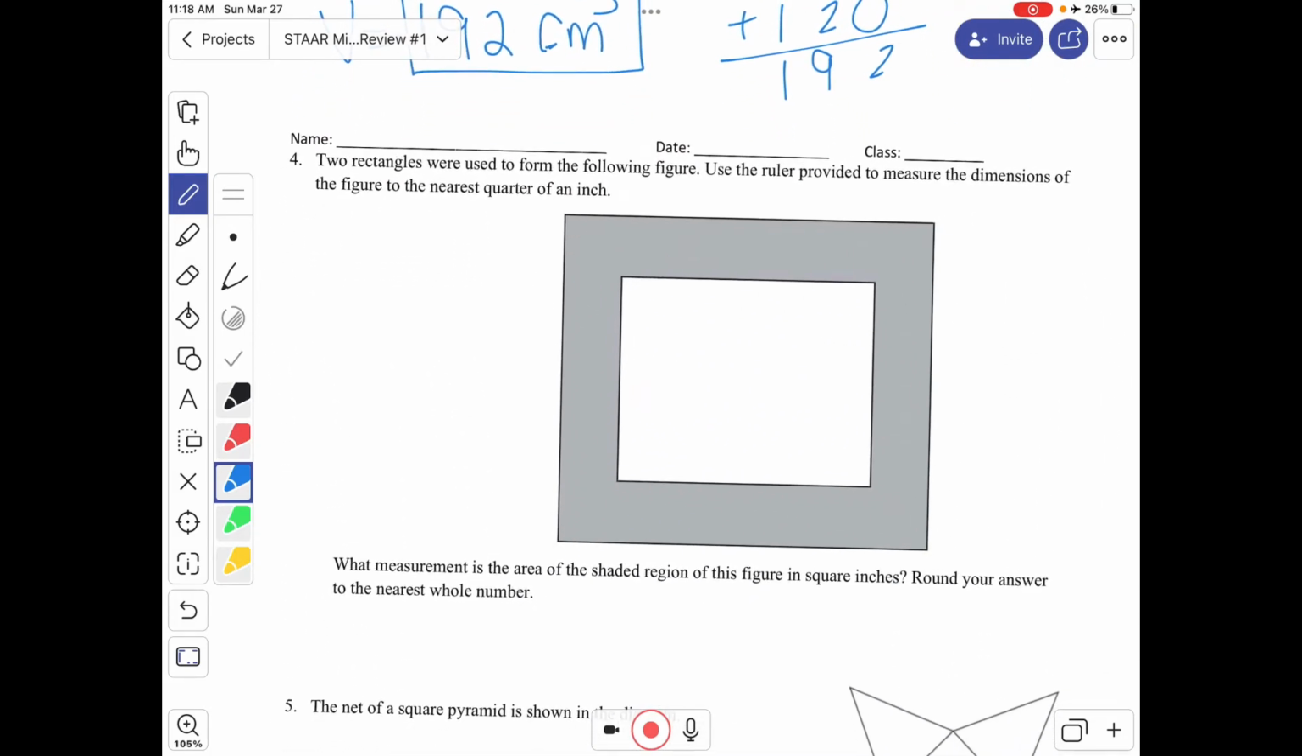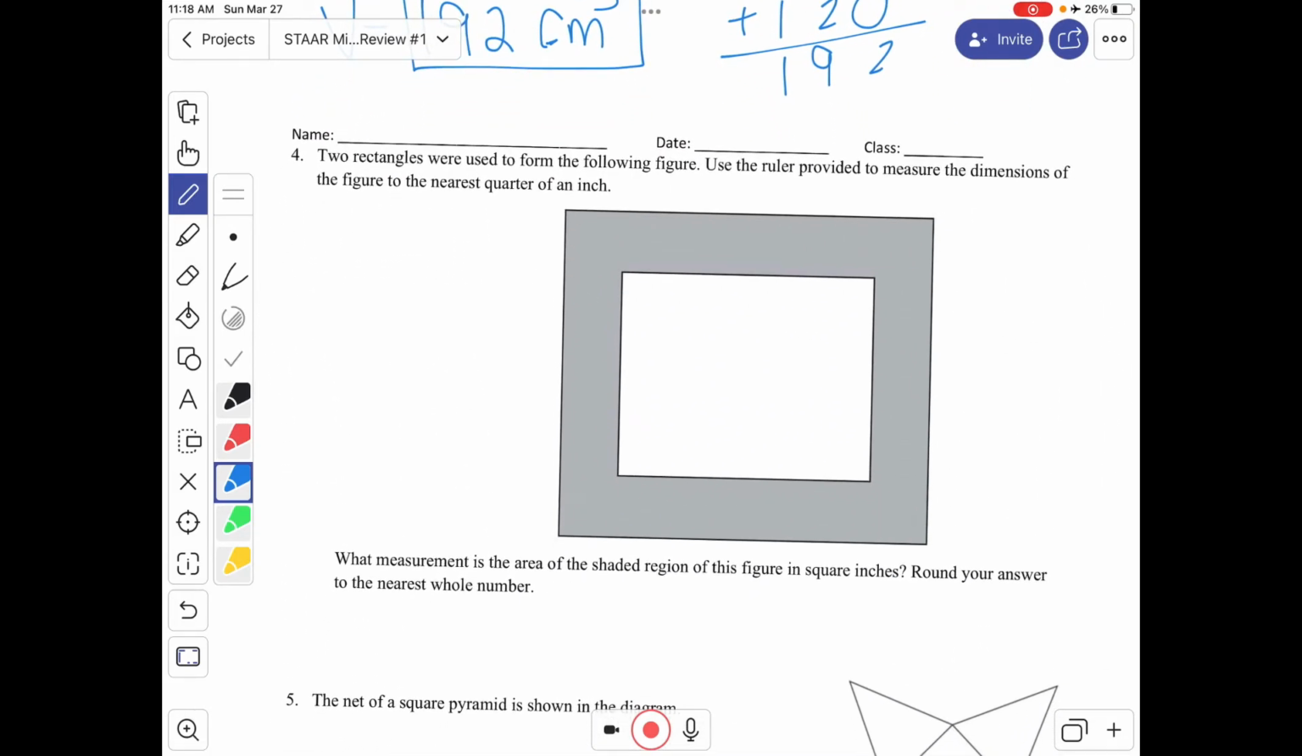Number 4. Number 4 says 2 rectangles were used to form the following figure. Use the ruler provided to measure the dimensions of the figure to the nearest 1/4 of an inch. What measurement is the area of the shaded region of this figure in square inches? Round your answer to the nearest whole number.